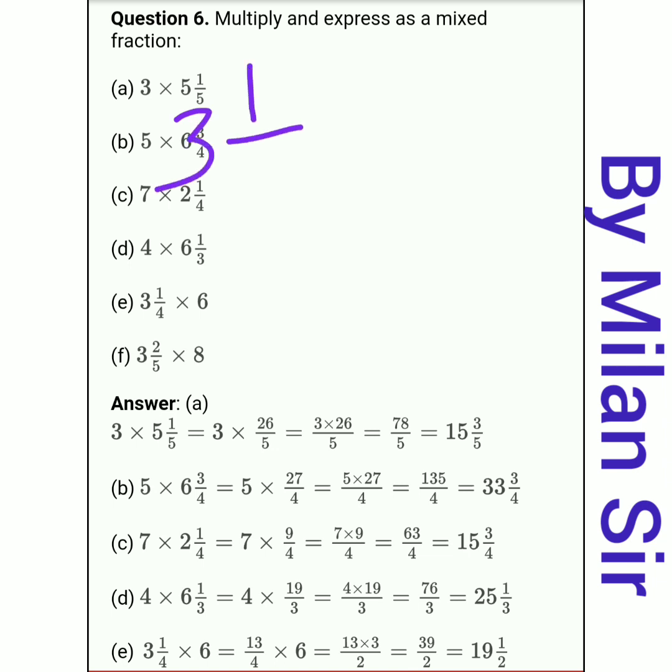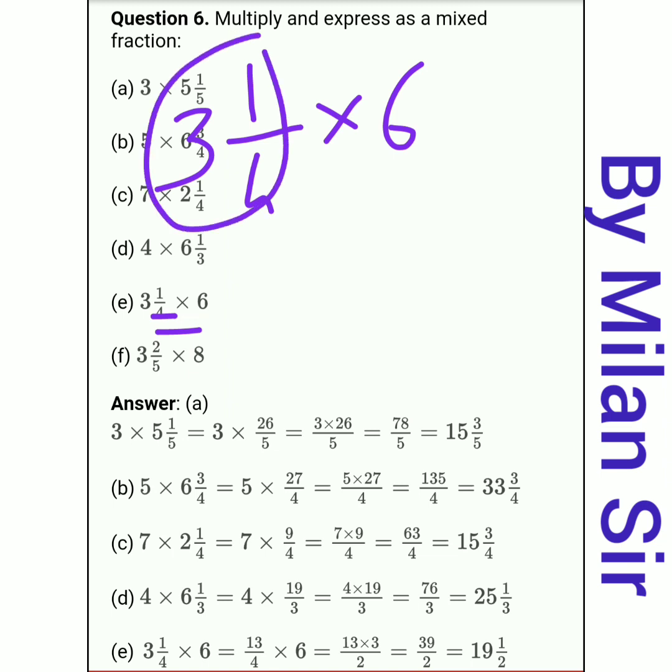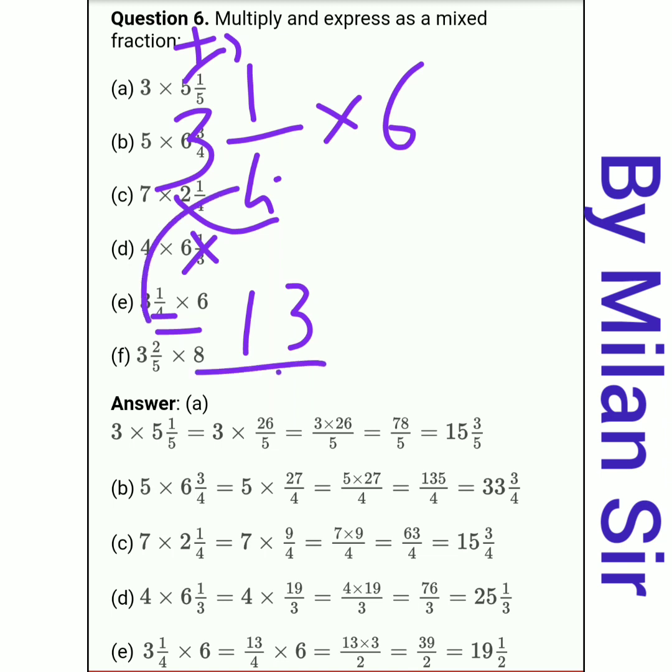Next, question number E, 3 integer 1 by 4 into 6. Okay, 3 integer 1 by 4 into 6. So first of all, we need to convert our mixed fraction into an improper fraction. Okay, so 4 multiply 3, 4 3s are 12 plus we need to add our numerator. 4 3s are 12 plus 1, 13, and divide by 4 as it is. Here 6 as it is, nothing is present, so we can write 6 in the denominator.